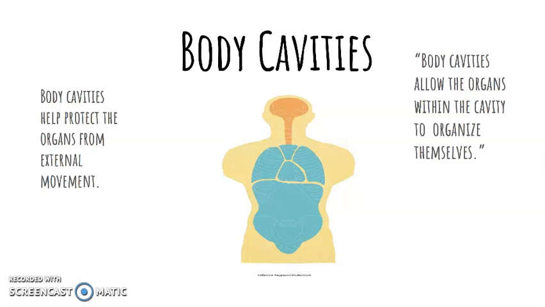One of them is that body cavities help protect the organs from external movement. So for example, our human body moves throughout the day, and body cavities help protect organs from that movement. The other is that body cavities allow the organs within the cavity to organize themselves by allowing organs to change into different shapes and sizes. That way the organs can separate from other organs and can all fit neatly within that body cavity.